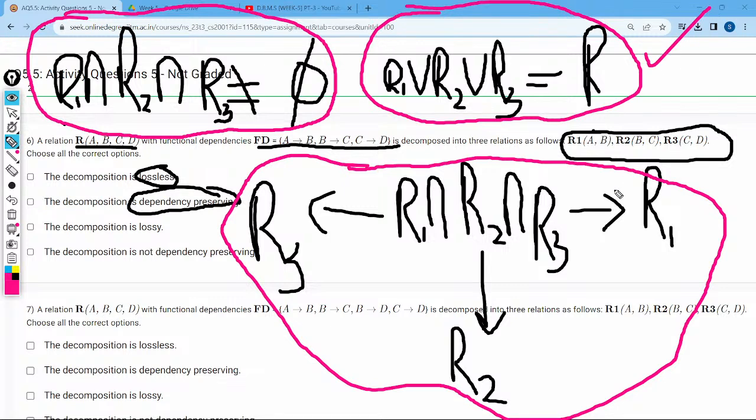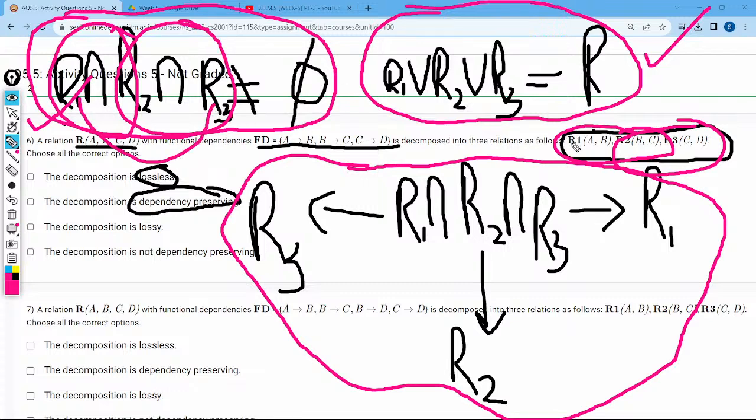Second, does the intersection have some common attribute between them? Okay, so these two individually have a common attribute B, and these two individually have a common attribute C. I don't know, does that count or not? Because if that is so, individually between these two it is true. But when it comes to R1 and R3, it would be incorrect. So I think the join would be lossy.